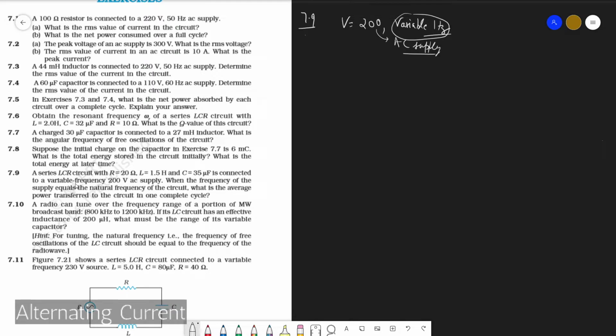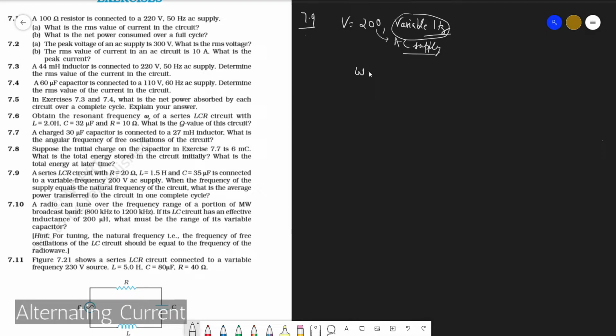How can you understand AC? In AC there is frequency only. So variable frequency means this is an AC supply. Even if he doesn't mention AC, variable frequency means AC supply. Whenever the frequency of the supply equals the natural frequency of the circuit, he is directly mentioning the resonance condition. The frequency of the supply equal to the natural frequency of the circuit is the definition of resonance.